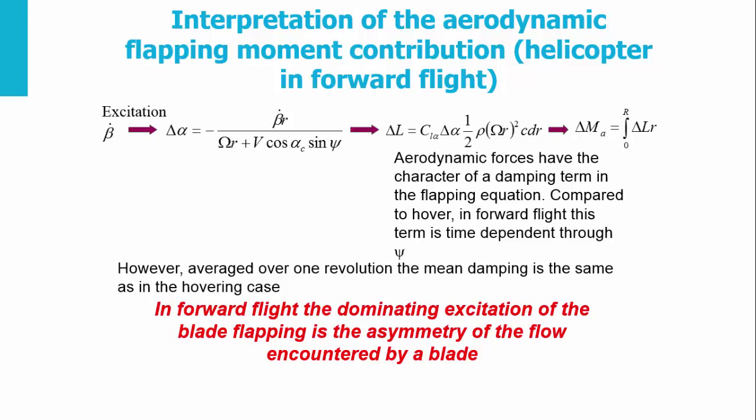Compared with hover, in forward flight you see that this dependency is also varying according to the azimuth angle psi. However, averaged over one revolution, the mean damping is the same as in the hovering flight. In forward flight, the dominating excitation of the blade flapping is actually the asymmetry of the flow which is encountered by a blade due to the advancing velocity.